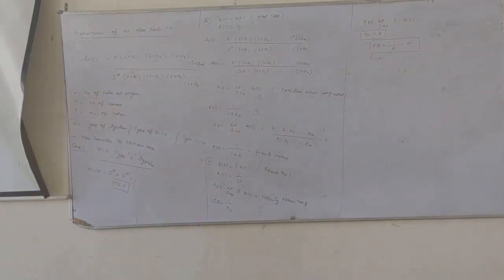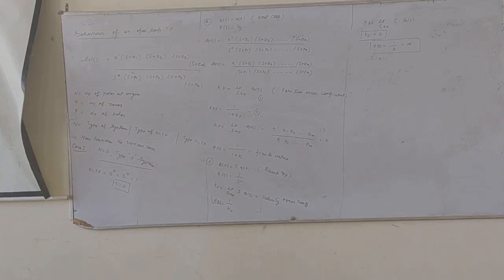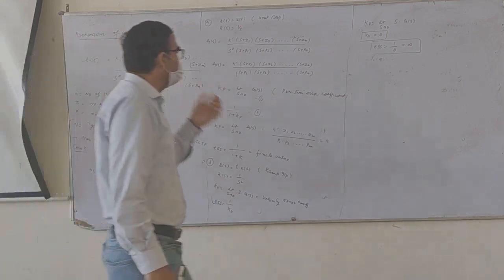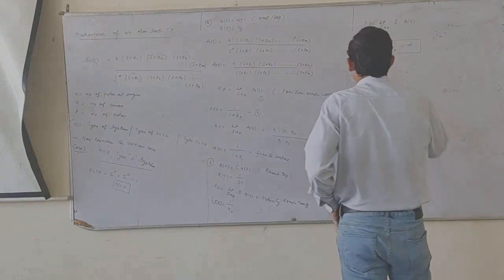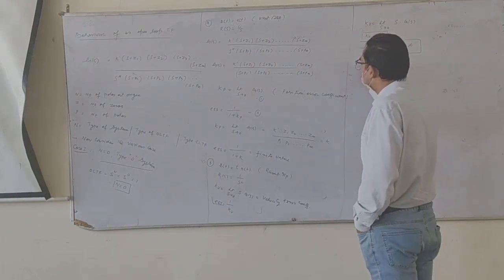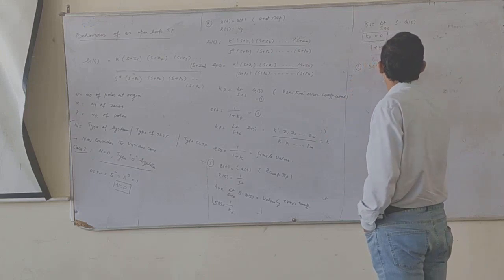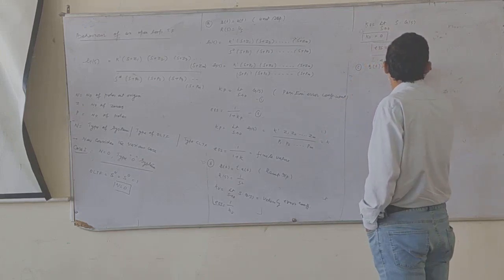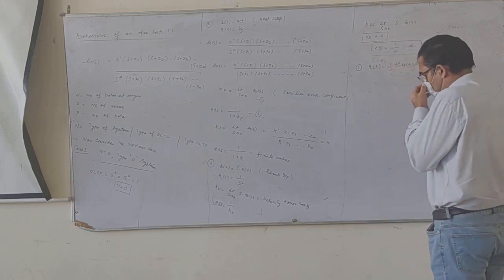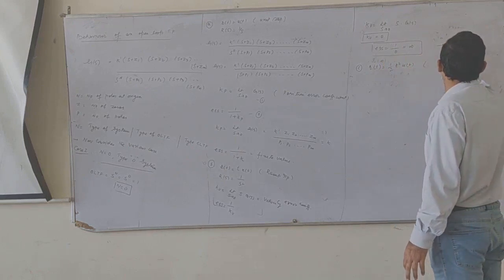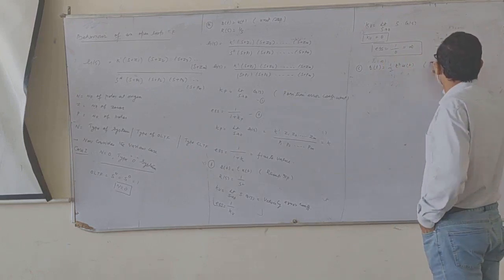So whenever a type 0 system has a ramp as an input, the steady state error will always be infinite. Okay, let's move to case number 3. Case 3 is when you have r of t equal to t squared by 2 u of t, a parabolic input.